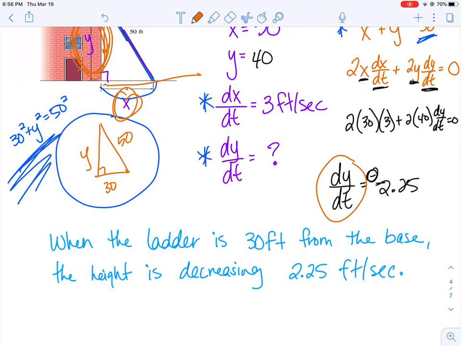So let's make a sentence. When is it happening? What's happening? And what's your answer with correct units? Well, when the ladder is 30 feet from the base, dy/dt, which remember is the height, is decreasing at a rate of 2.25 feet per second. When the ladder is 30 feet from the base, the height is decreasing at a rate of 2.25 feet per second.